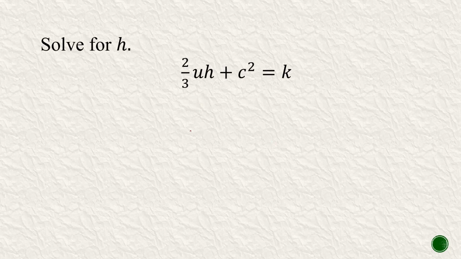All right, so here we have four different kinds of variable. You have the u, the h, the c, and then the k. Our objective is to solve for h, so meaning we need to isolate h. So how are we going to isolate h?